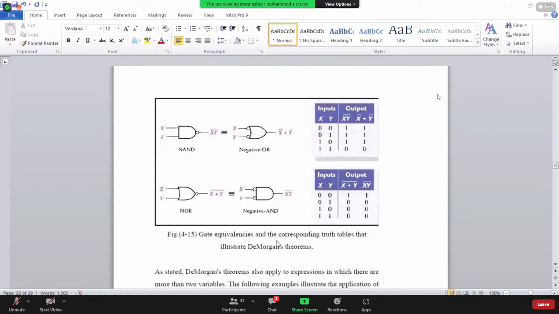Next, here we can see the gate equivalencies with the corresponding truth tables that illustrate De Morgan's theorem. NAND is equivalent to the negative OR, and NOR is equivalent to the negative AND. We can see the circuit diagram, that is the gate equivalency, and the corresponding truth tables for the same.